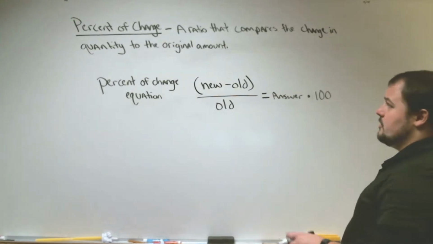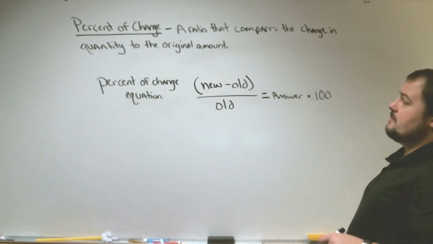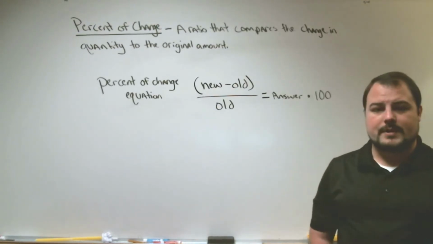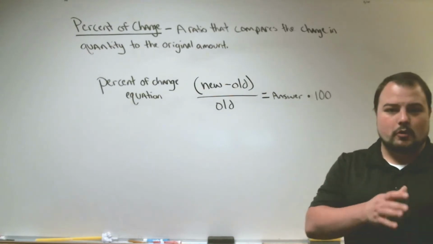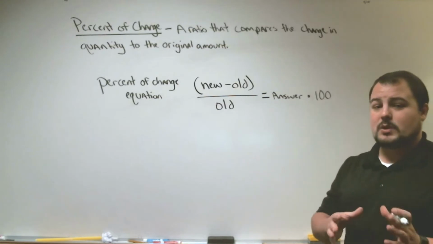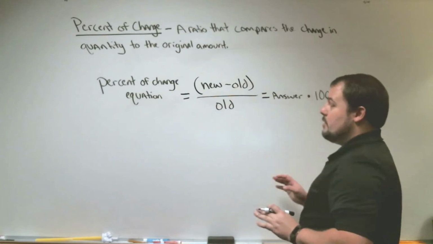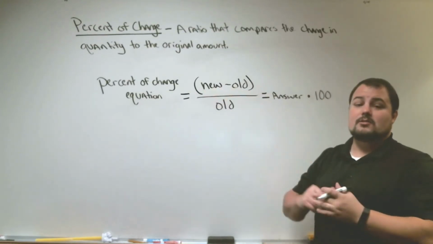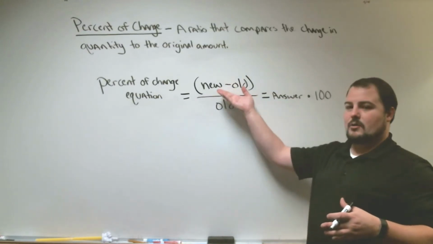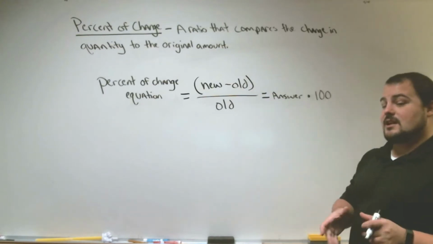For percent of change, we need to understand what it is. A percent of change is a ratio that compares the change of one quantity to the original amount. So what's happening is when one thing changes based on what it originally started as. In percent of change, we have this equation. The percent of change equation is when we take the new amount minus the old amount, because that's the number it changed by. And then we divide it by the old amount, and we'll see what percentage it changed by as a decimal.